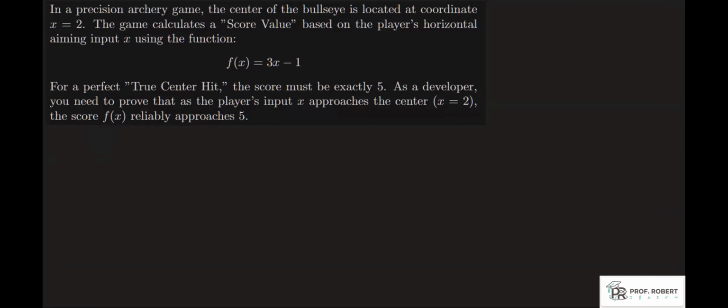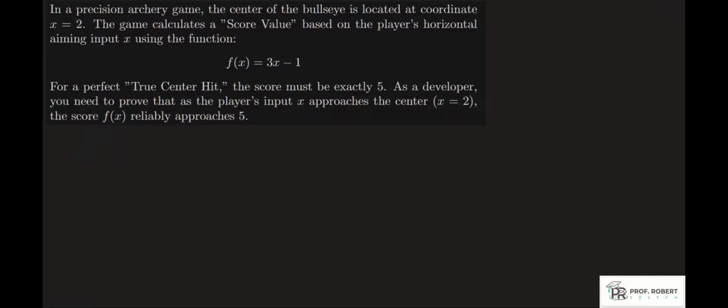It's a limit problem. In a precision archery game, the center of the bullseye is located at the coordinate x equal to 2. The game calculates a score value based on the player's horizontal aiming input using the function f of x is 3x minus 1. For a perfect true center hit, the score must be exactly 5. As a developer, you need to prove that as the player's input x approaches a center x equal to 2, the score f of x reliably approaches 5.